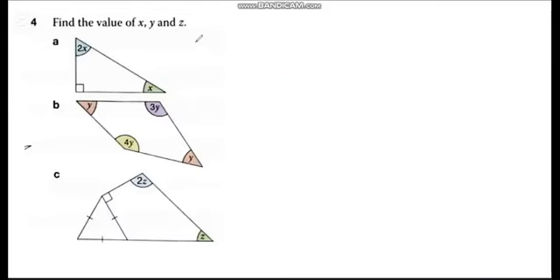In question number 4, part A, we have a triangle, and in the triangle, the sum of angles should be 180. So we can make an equation that will satisfy the condition that the sum of x, 2x, and 90 degrees should be 180 degrees. So if we simply do the calculations, it will be 3x plus 90 and then 180.